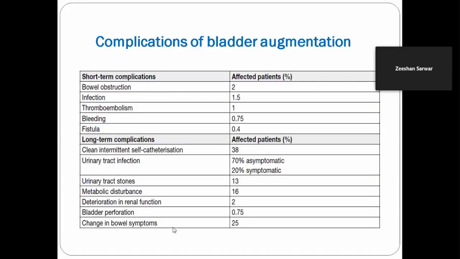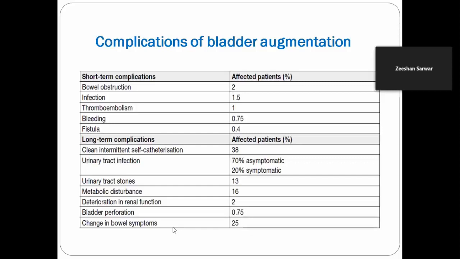And the complications of bladder augmentation are further classified into short-term complications and long-term complications. The short-term includes bowel obstruction up to 2% in patients, infection 1 to 1.5%, thromboembolism and bleeding and fistula 1% and less than 1%.